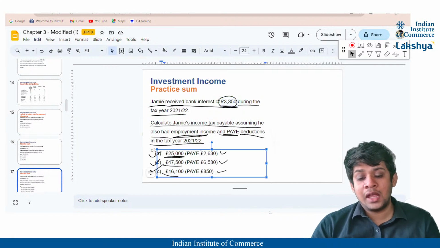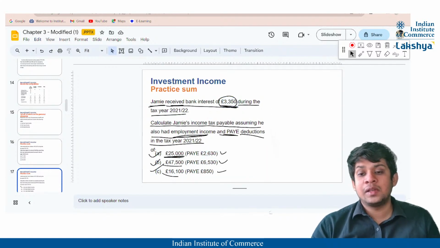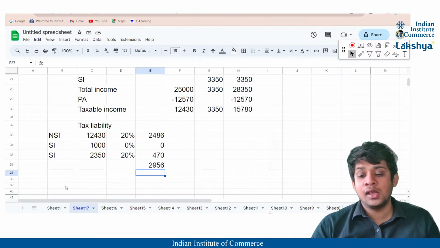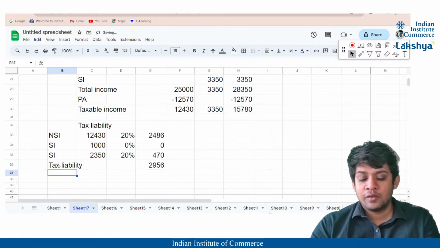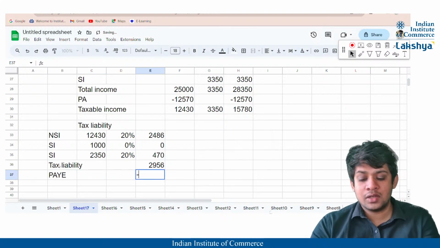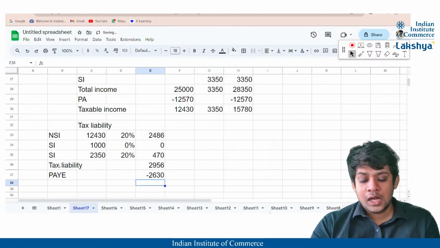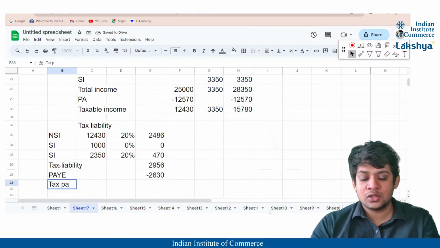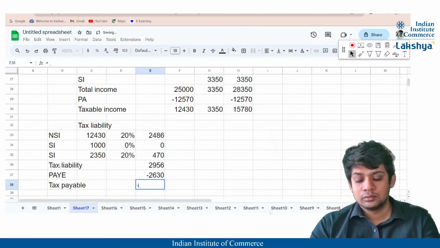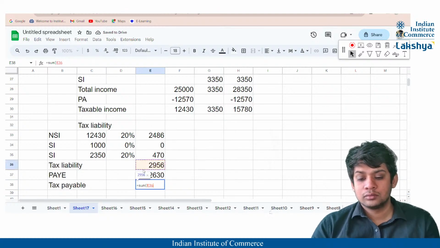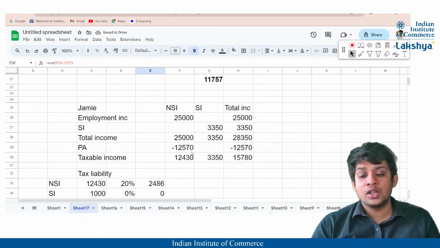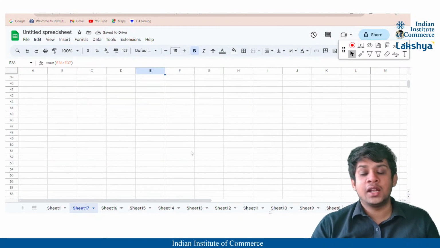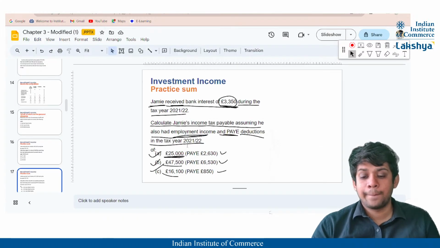Now obviously guys, I have a PAYE of 2630, right? That means I've already paid a certain amount as PAYE. So that PAYE will be deducted. This is my tax liability. From that, the pay as you earn will be deducted, which is 2630. And we will be getting the tax which is actually payable, which will give me 326. So I hope you all have understood the sum from start to end. If in case any doubts, you all can directly ask me in the comment section.